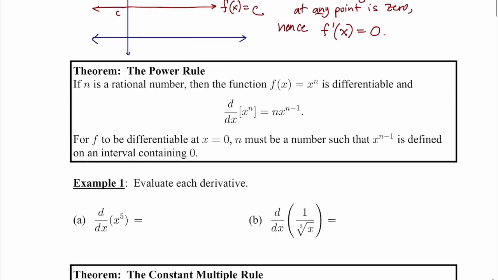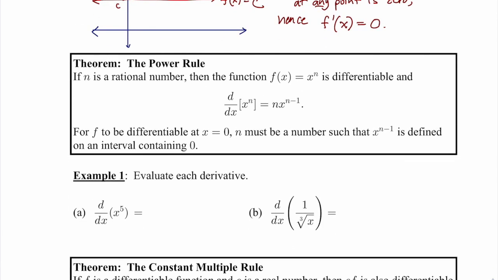The next theorem says if we have a function that is of the form x to the n, so x squared, x to the fifth, x to the negative 2, x to the 1/3, those functions are differentiable, and the derivative pattern is you move the exponent down and make it a coefficient, and you subtract 1 from the exponent.